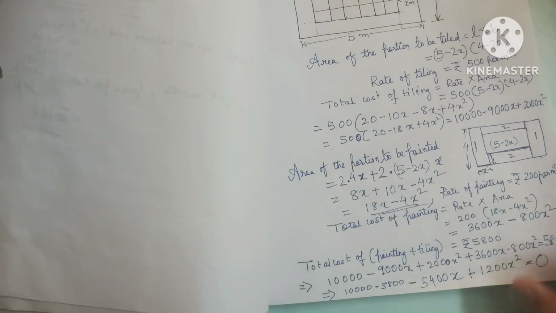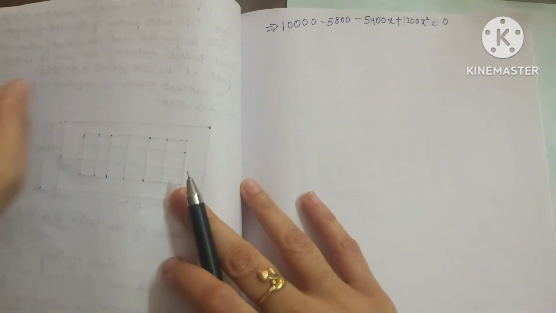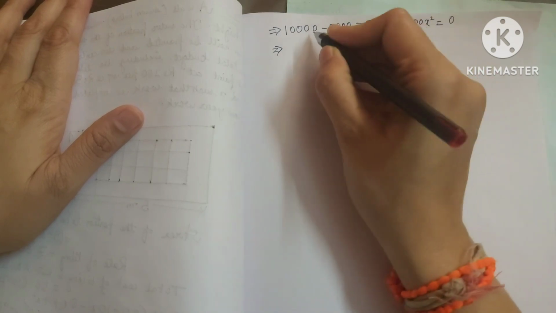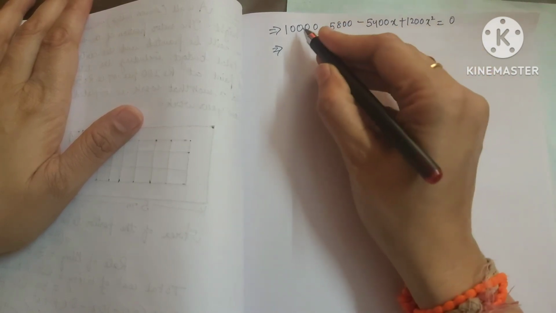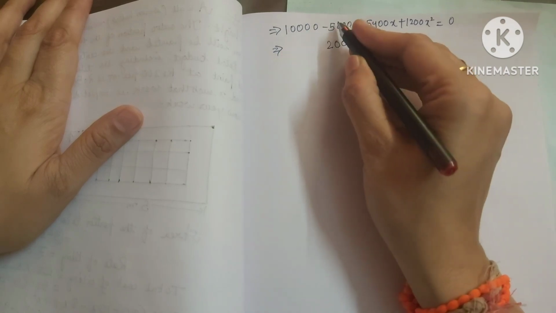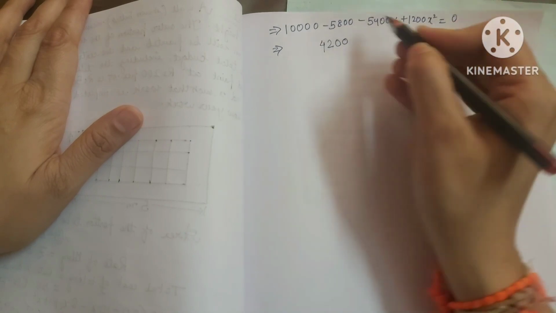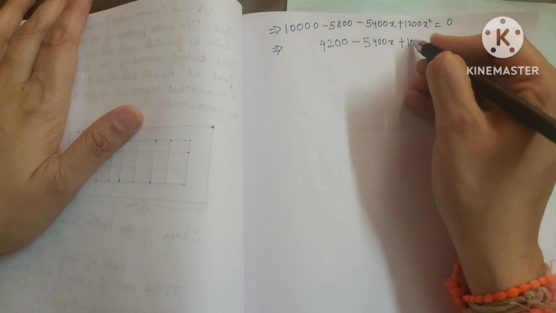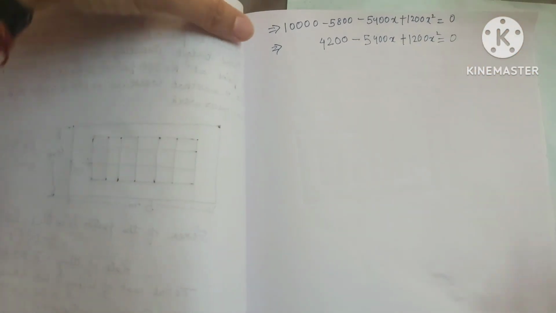Here, same thing I have written in the step. So calculation from the same step where we had left off. So here calculation will be 10,000 minus 5,800. I didn't solve this. I'll do this first. Here it will be 10 minus 8 is 2. Now 9 is left because 1 has been borrowed to subtract the 8. So 9 minus 5 is 4. So 4,200 minus 5,400x plus 1,200 x square equal to 0.